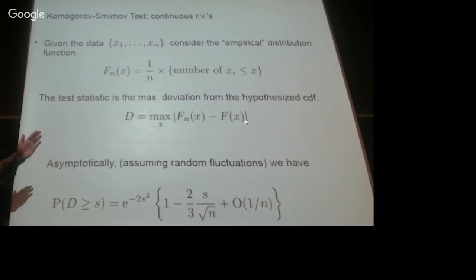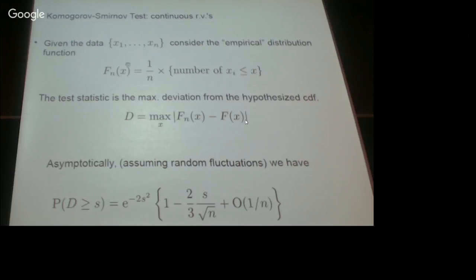Another hypothesis test concerns continuous random variables. So now you can't really write a discrete sum over a finite number of different outcomes. So how do you compare the data with the null hypothesis? Well, one way to do it, which is particularly elegant, and is the foundation of this KS test, is by looking at the empirical distribution function.